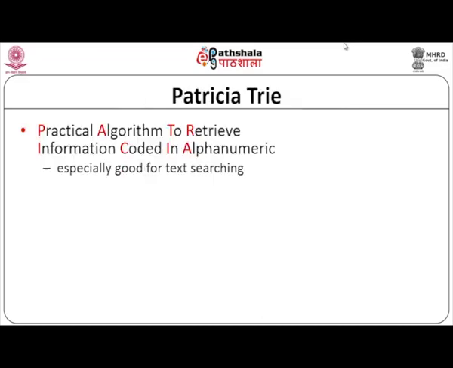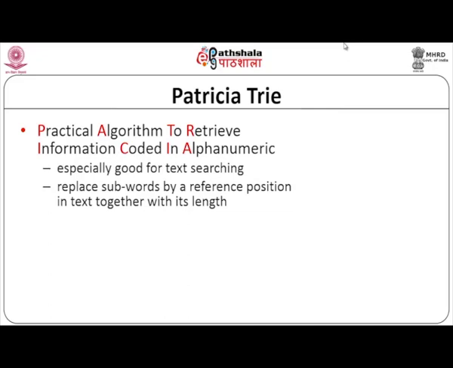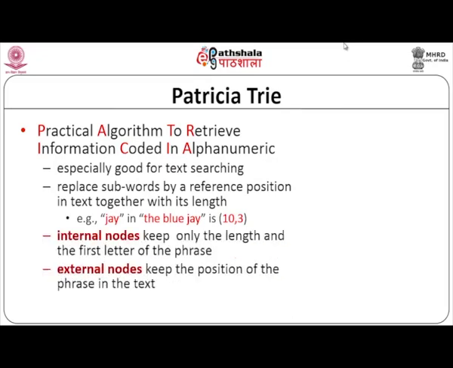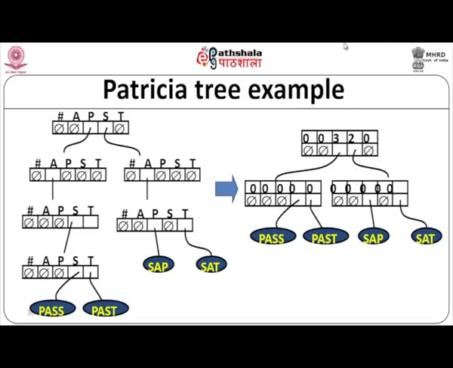This is especially good for text searching, specifically designed for that, and you replace subwords by a reference position. So J in the blue is 10, 3. Internal nodes keep only the length and the first letter of the phrase; they do not store the complete phrase, and external nodes keep the position of the phrase in the text, like what you saw before. So that is the Patricia tree. This is an example of a Patricia tree. As you can see, we have just stored the positions. You will see there 3, 2, those are the positions that we are storing.